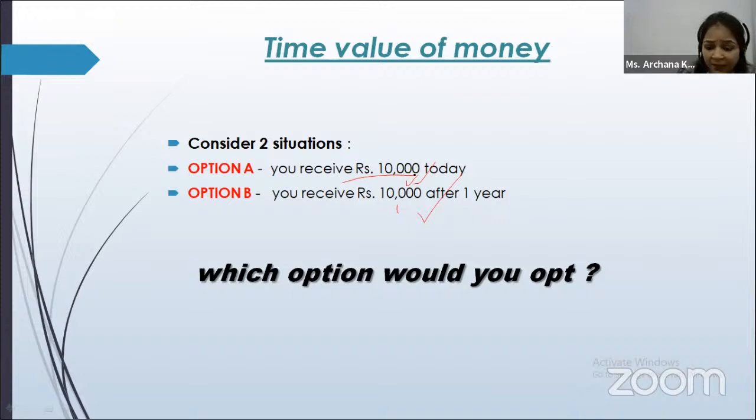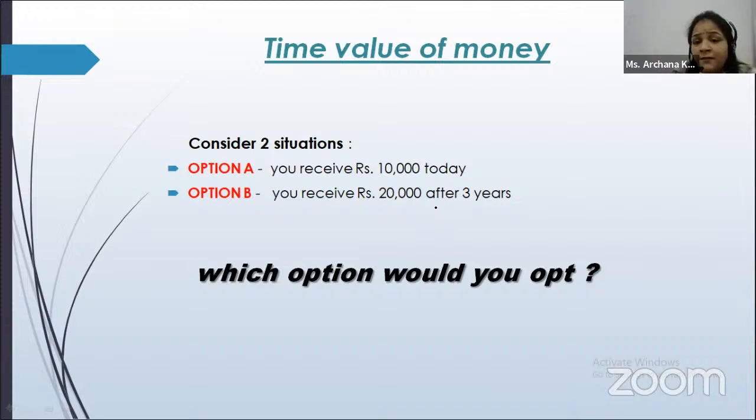Now consider the second situation. You have again two options. First option is receive 10,000 rupees today. And second option is you can receive 20,000 after 3 years. Which option would you opt? Now this time you can give a second thought to option B. Why so? Because you are getting 100% return on your investment of 10,000 which you are making today, and you will get 20,000 after 3 years, right?